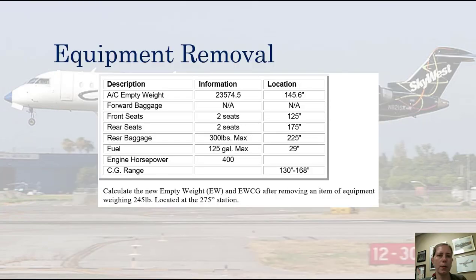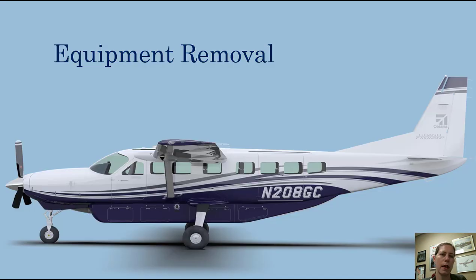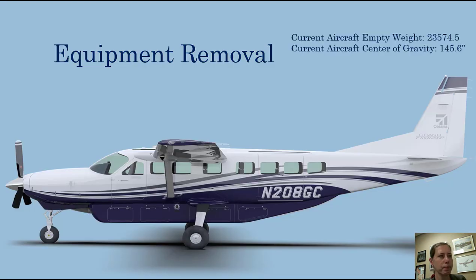So I've given a problem here on the screen. I'm given some aircraft weights, some locations of various things within the aircraft, and we have a certain amount of weight that we're going to remove. In this case, we are going to remove 245 pounds of equipment from the aircraft. So let's get started and look at that equipment removal process.